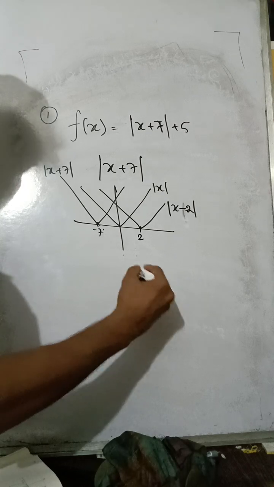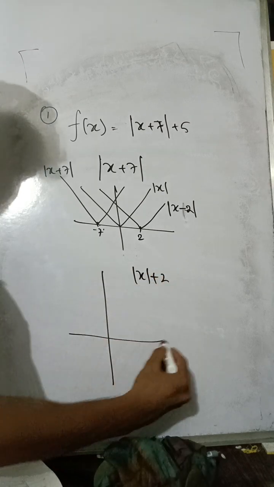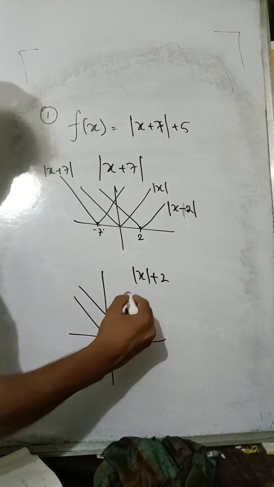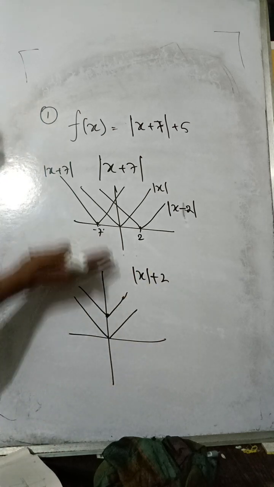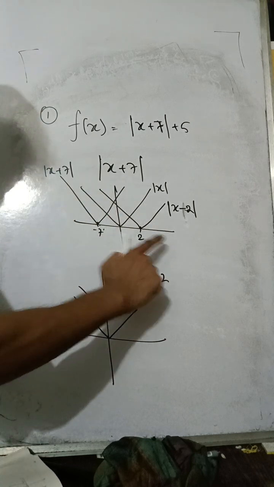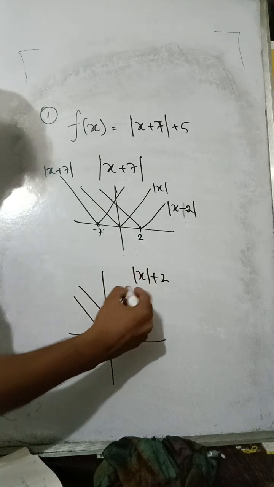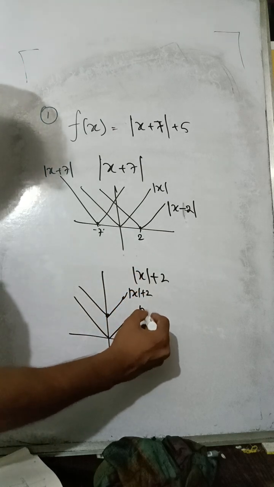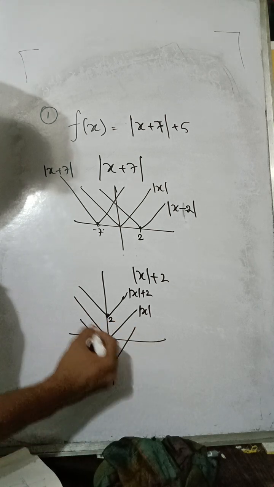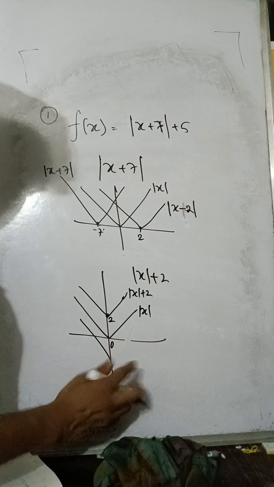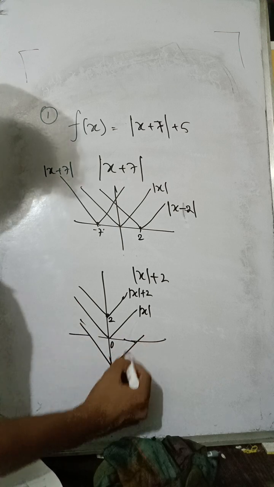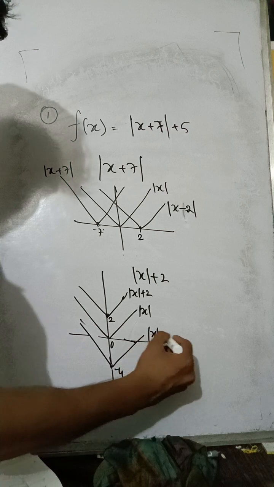Now, if you have to draw something like mod x plus 2, so this is mod x, and here, since the plus 2 is outside the mod, we will make a vertical movement. If it is inside, we make horizontal movement. If it is outside, we make vertical movement. So this is mod x plus 2. This is mod x. Here, suppose this part is 2. Suppose we draw something like this. So this is minus 4. So this is basically mod x minus 4.